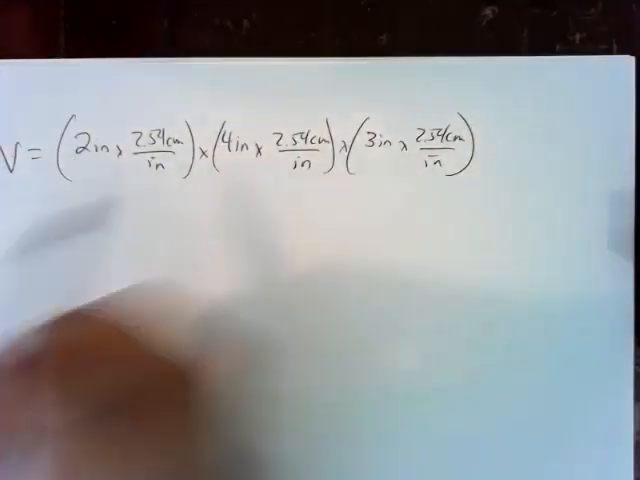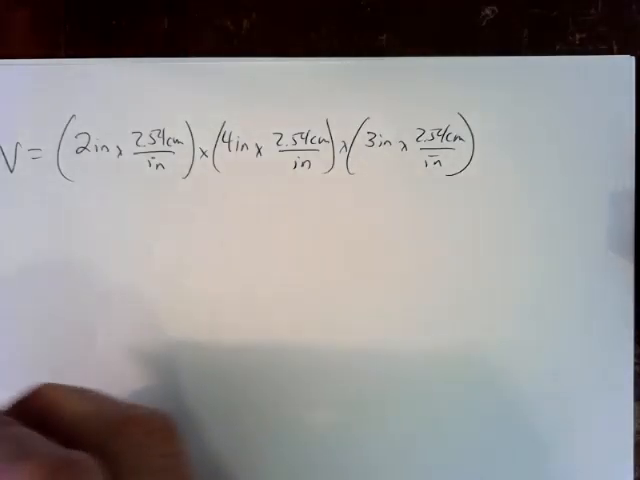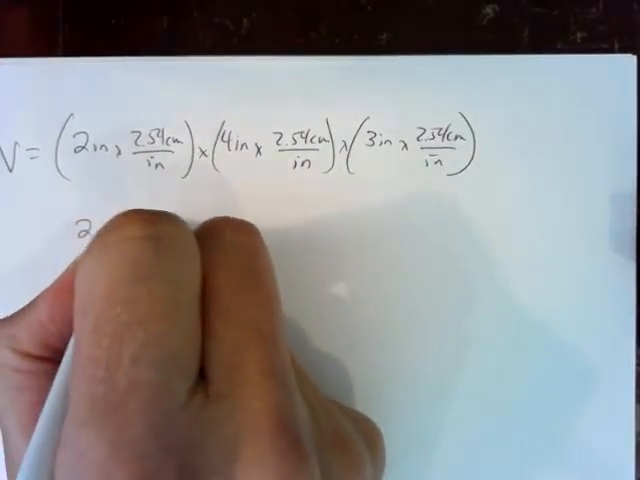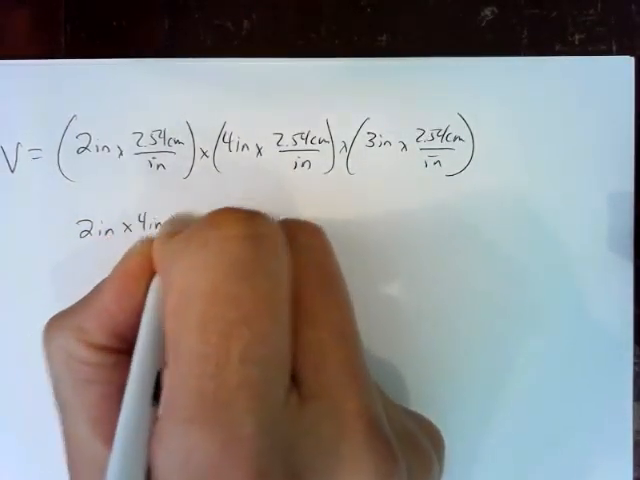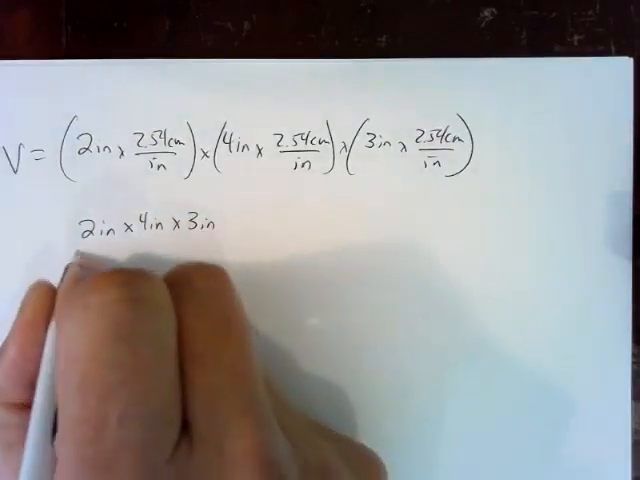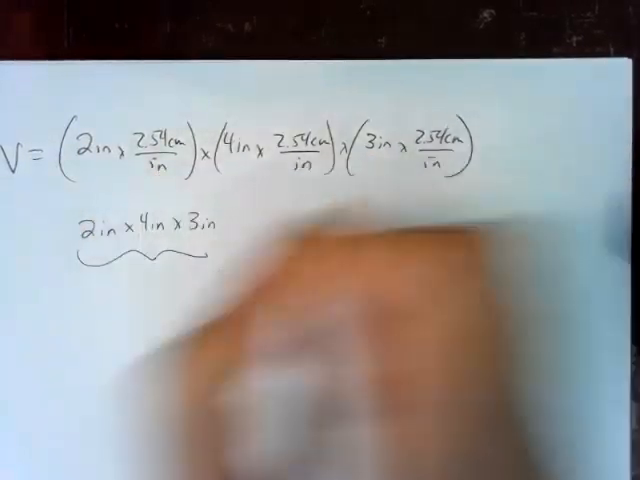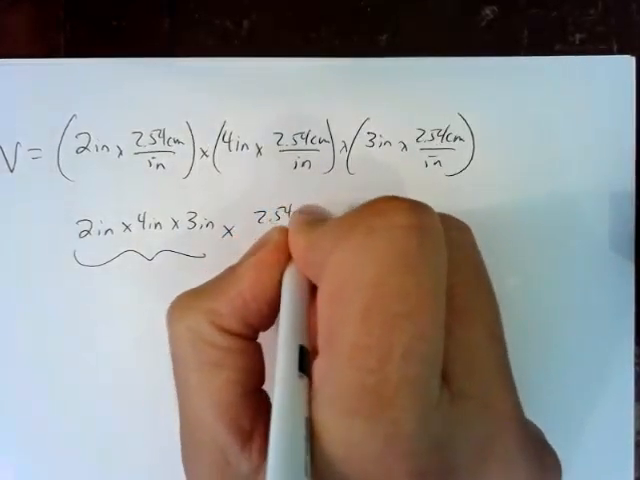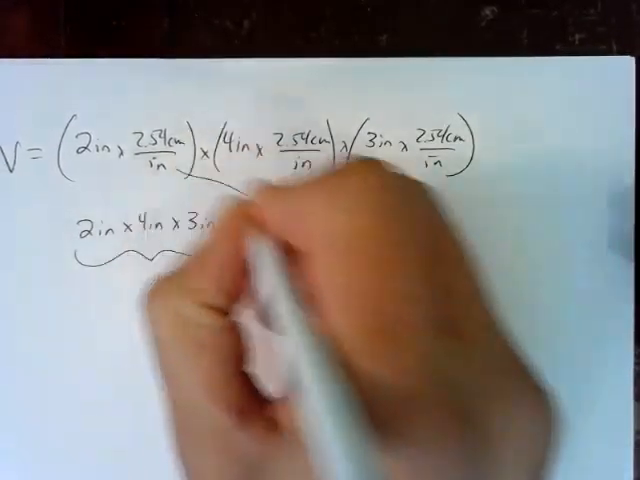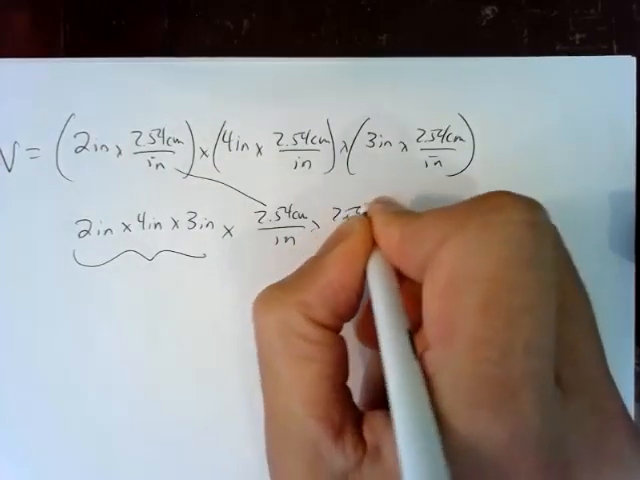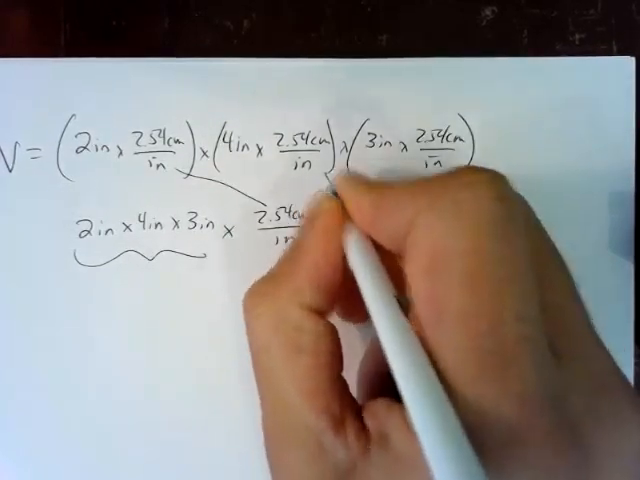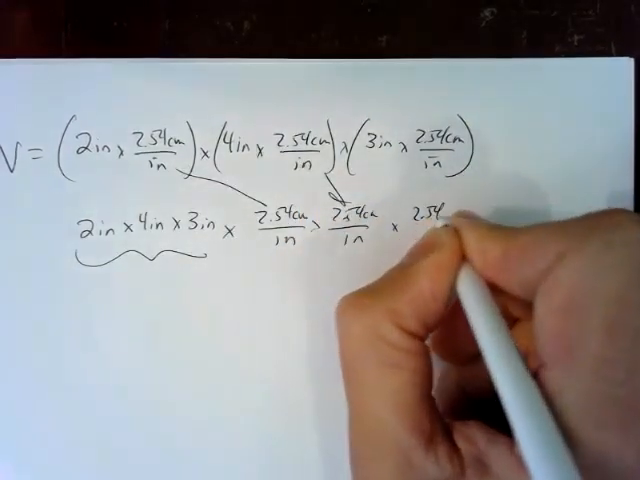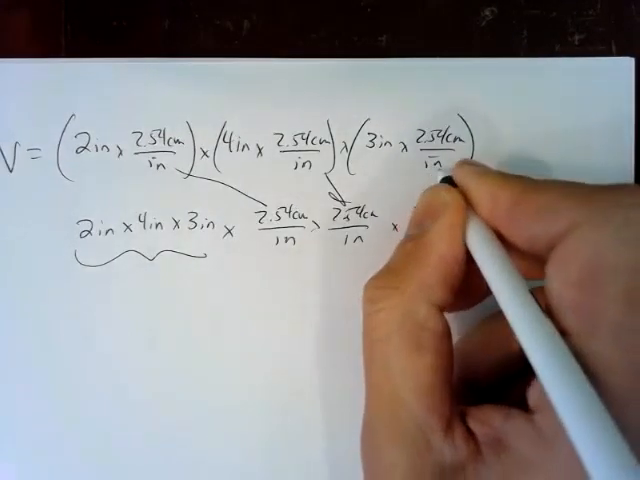And now I'm going to break out those things that have similar units on them. So we could go back to 2 inches times 4 inches times 3 inches as one cluster, and then everything is multiplied, so we can still say times 2.54 centimeters per inch, that's that one, times 2.54 centimeters per inch, that's that one, times 2.54 centimeters per inch, that's that one.